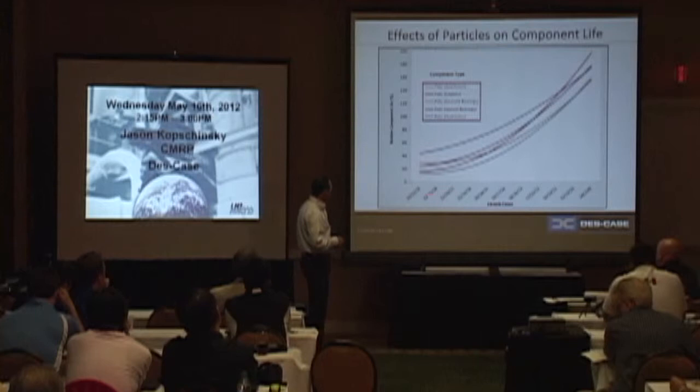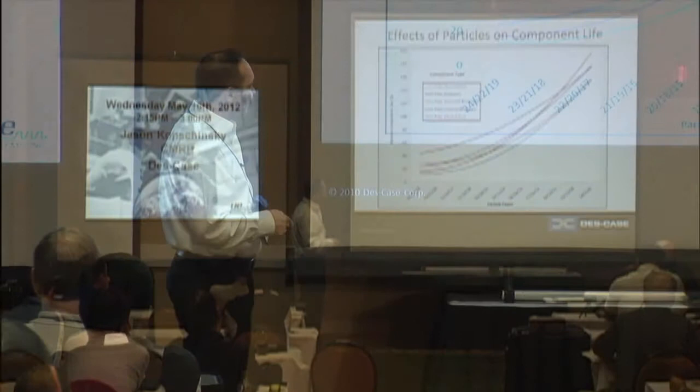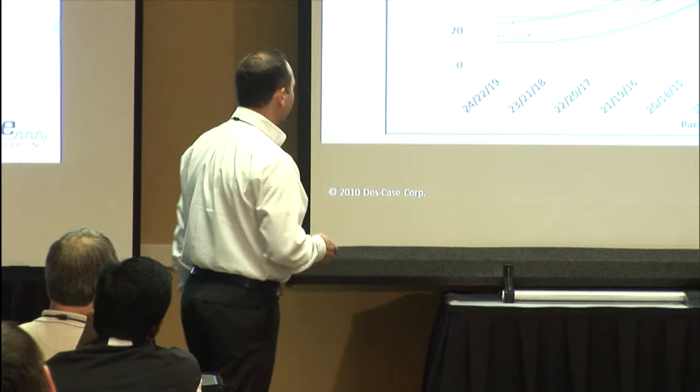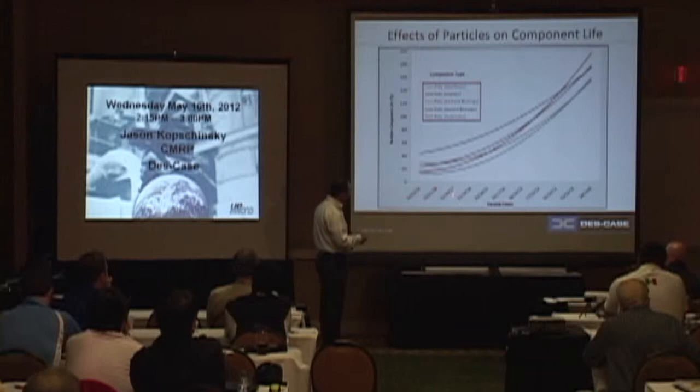A couple notes here. Every code you increase, so if you go from 21.19.16 to a 22.20.17, you're effectively doubling the amount of contamination. You're doubling the amount of contamination that's in that lubricant. Okay? So if you reduce the particle count, you're reducing it by two times each time you go.